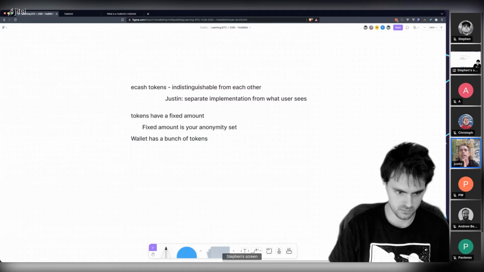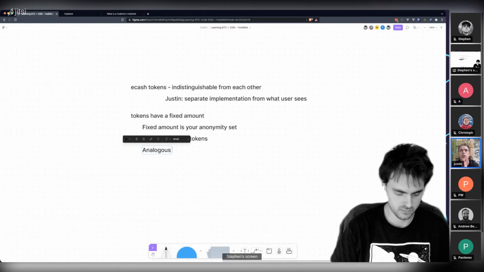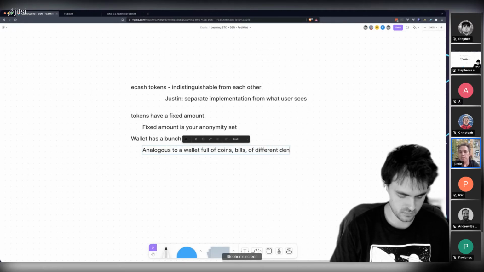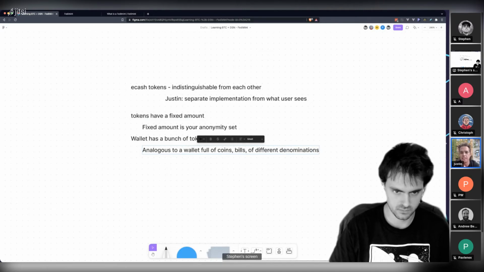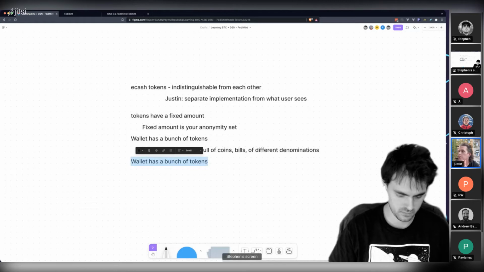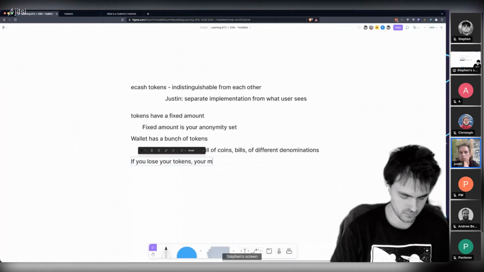Importantly, these are bearer instruments, IOUs, and so if you lose them, you can't prove that you actually own them, right? And that's where the privacy comes from. And so if you lose them currently, as it exists now, your money's gone. Big UX hurdle, right? And so one thing that we will eventually do is implement recovery schemes.